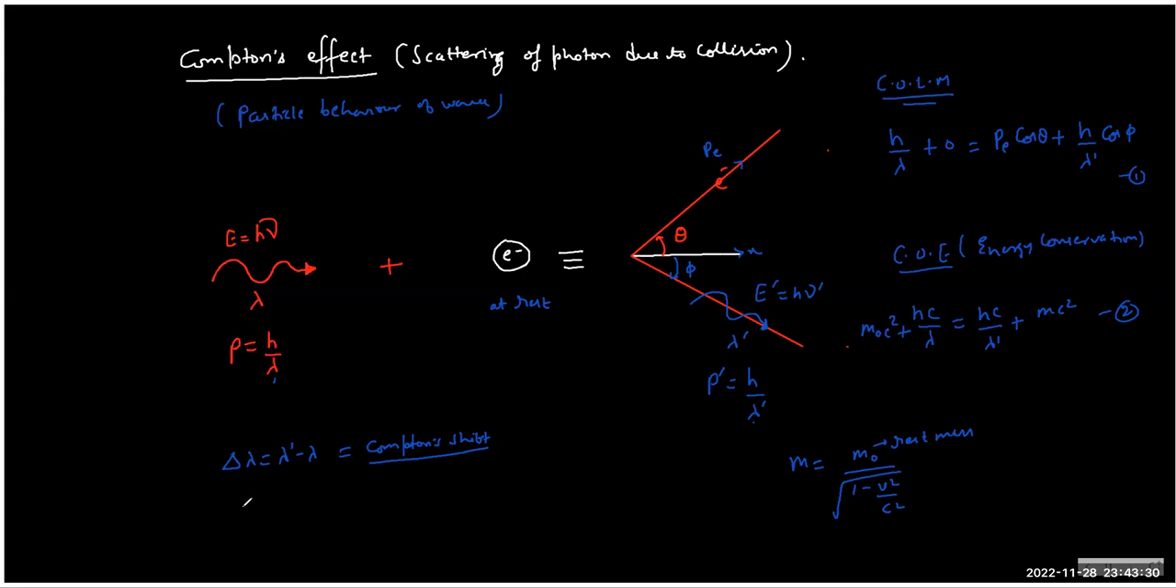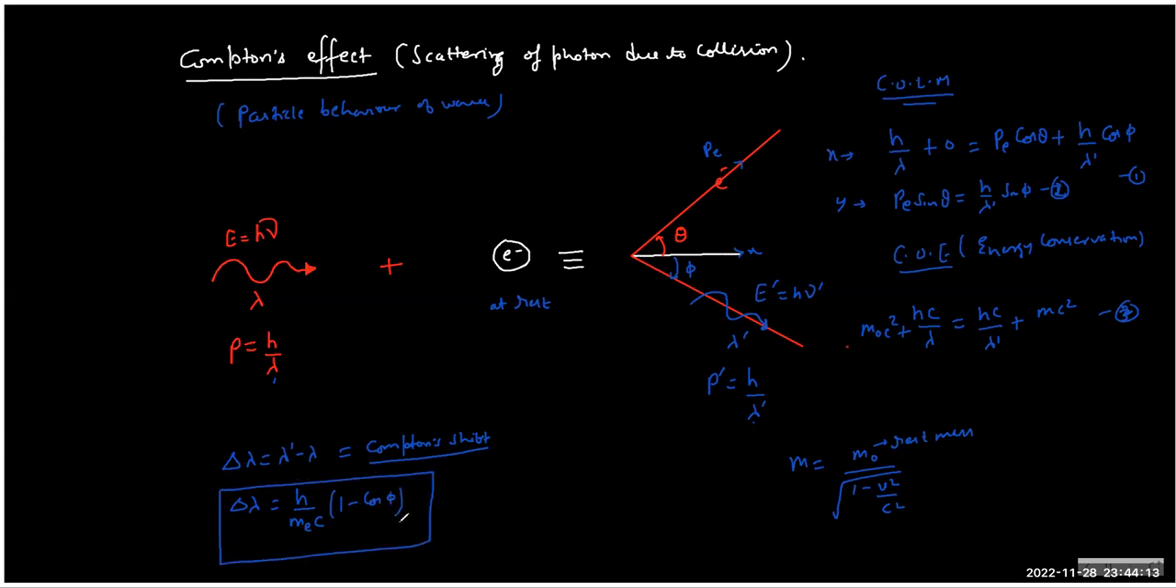So what you need to remember is this Compton shift, the change in wavelength. After the derivation, what you will get is, and one more question: this is the conservation of momentum in the x direction. This is x. What is the y component? I hope you understand, because in the y direction there was no momentum, so net momentum in y must be zero, isn't it? So now the Compton shift, delta lambda, is given by h by m e c times (1 minus cos phi). So depending on the angle of scattering, the shift we can write.